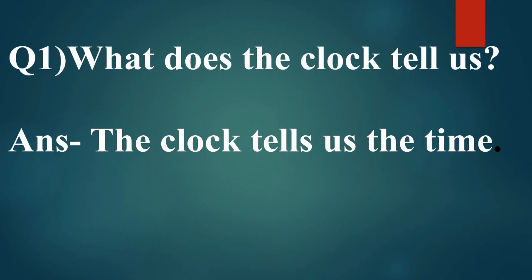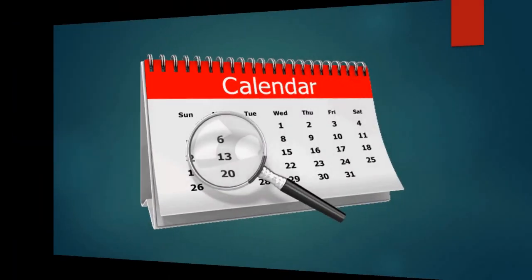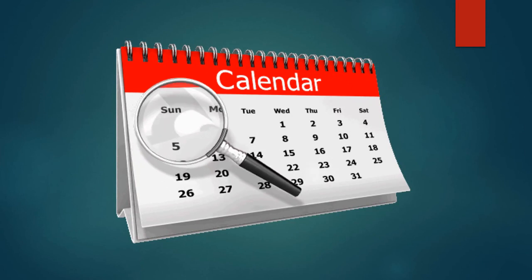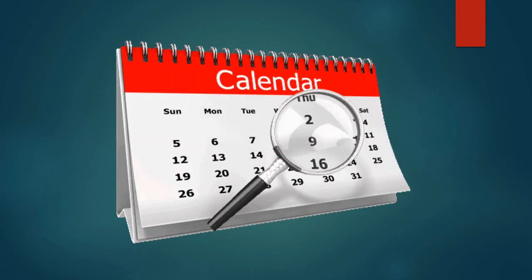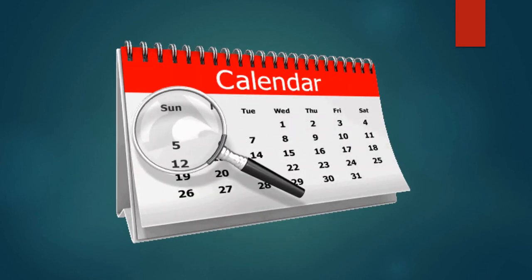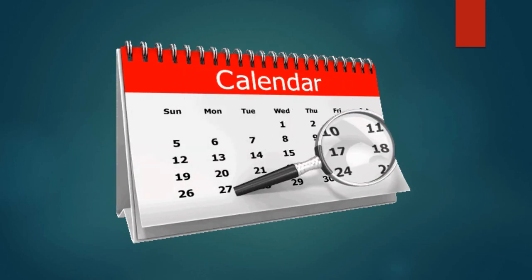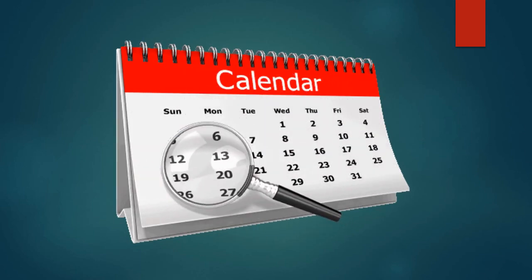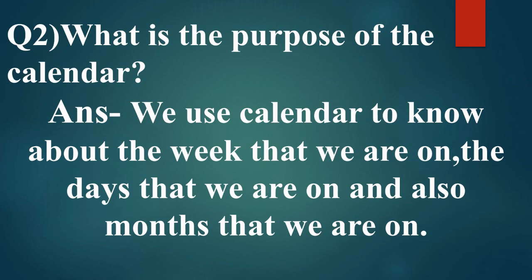Students, now can you tell me what the clock tells us? Answer. The clock tells us the time. Very good. Students, now tell me what you see in this picture? Correct. This is a picture of a calendar. Question 2. What is the purpose of the calendar?